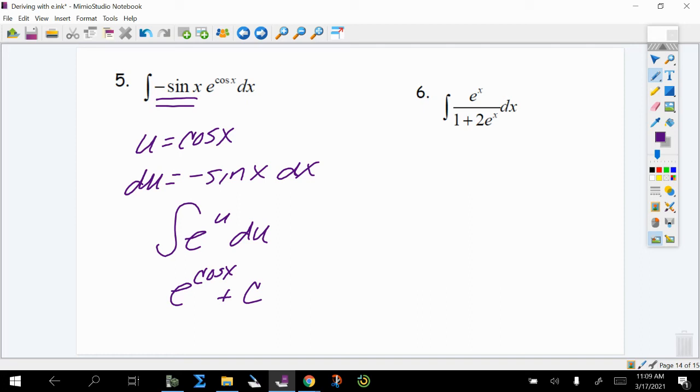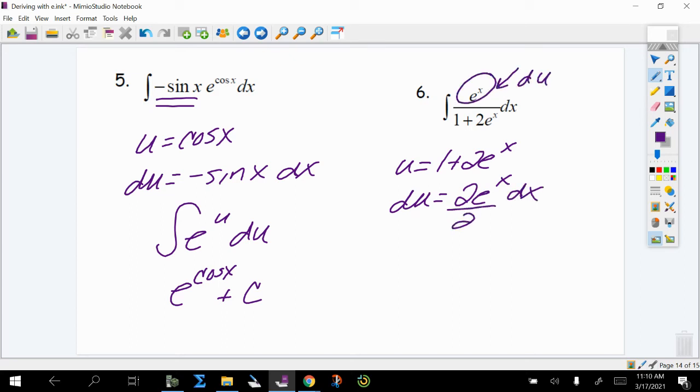Next one is more similar to the one on the previous screen. Again, you have this denominator. You're going to try that to be your u. The derivative of it is 2e to the x. You've got the e to the x. There's your du part. You don't have the 2, so we're going to divide by it.